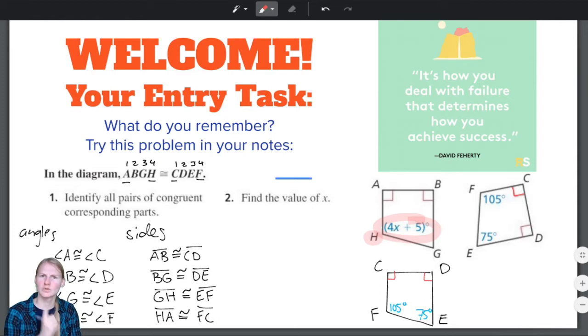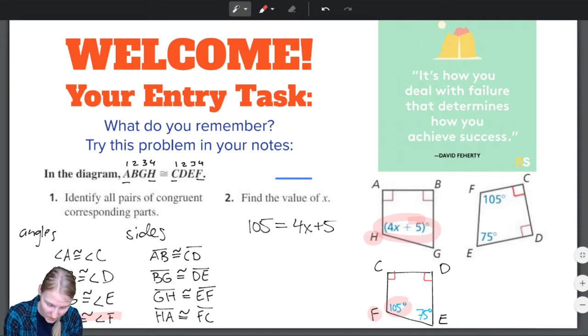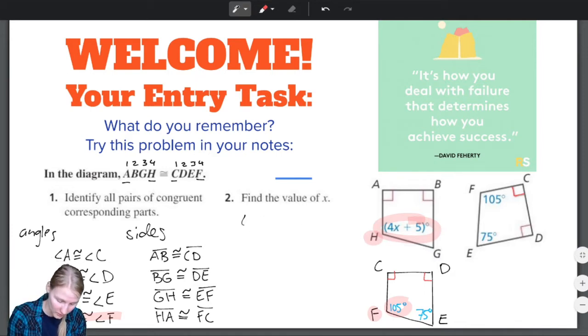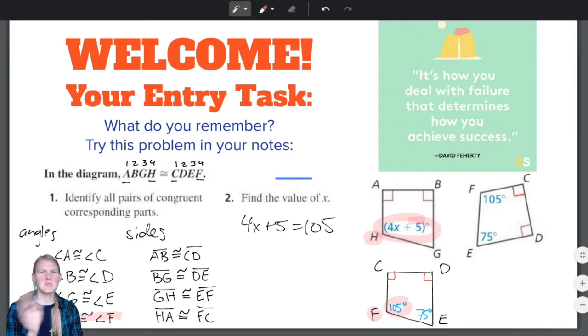Which angle goes with angle H? Well, angle F goes with angle H. So that means that 105 needs to be the same as 4x plus 5. Now remember, if you wrote 4x plus 5 equals 105, same thing, right? It doesn't matter if I say x equals 2 or 2 equals x, it's the same thing.